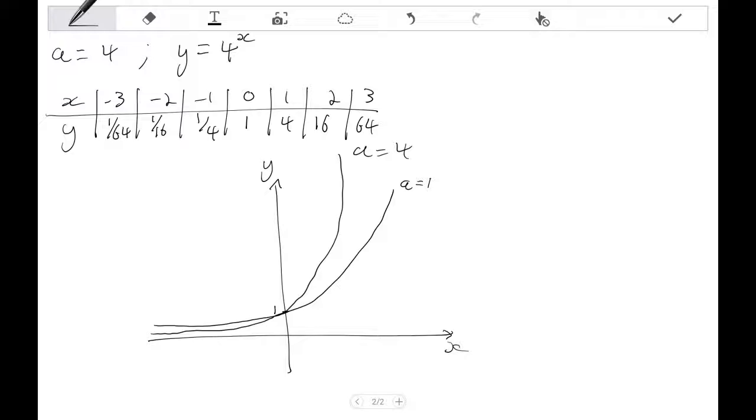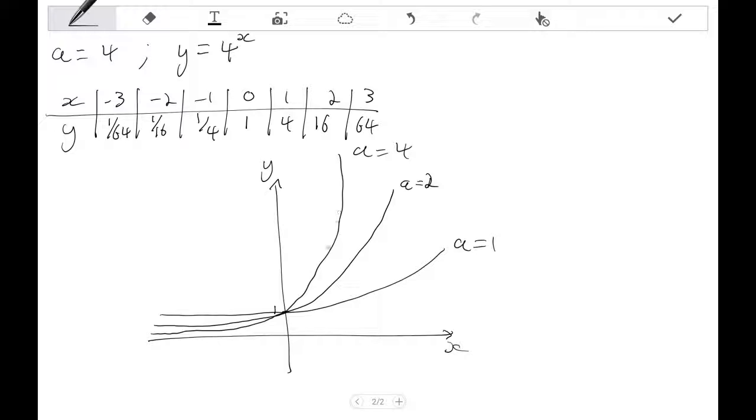Okay, and similarly, if I picked a equals 1.5, so a number less than 2 this time, it would have been shallower and would have looked something like that. That should be a 2, sorry.